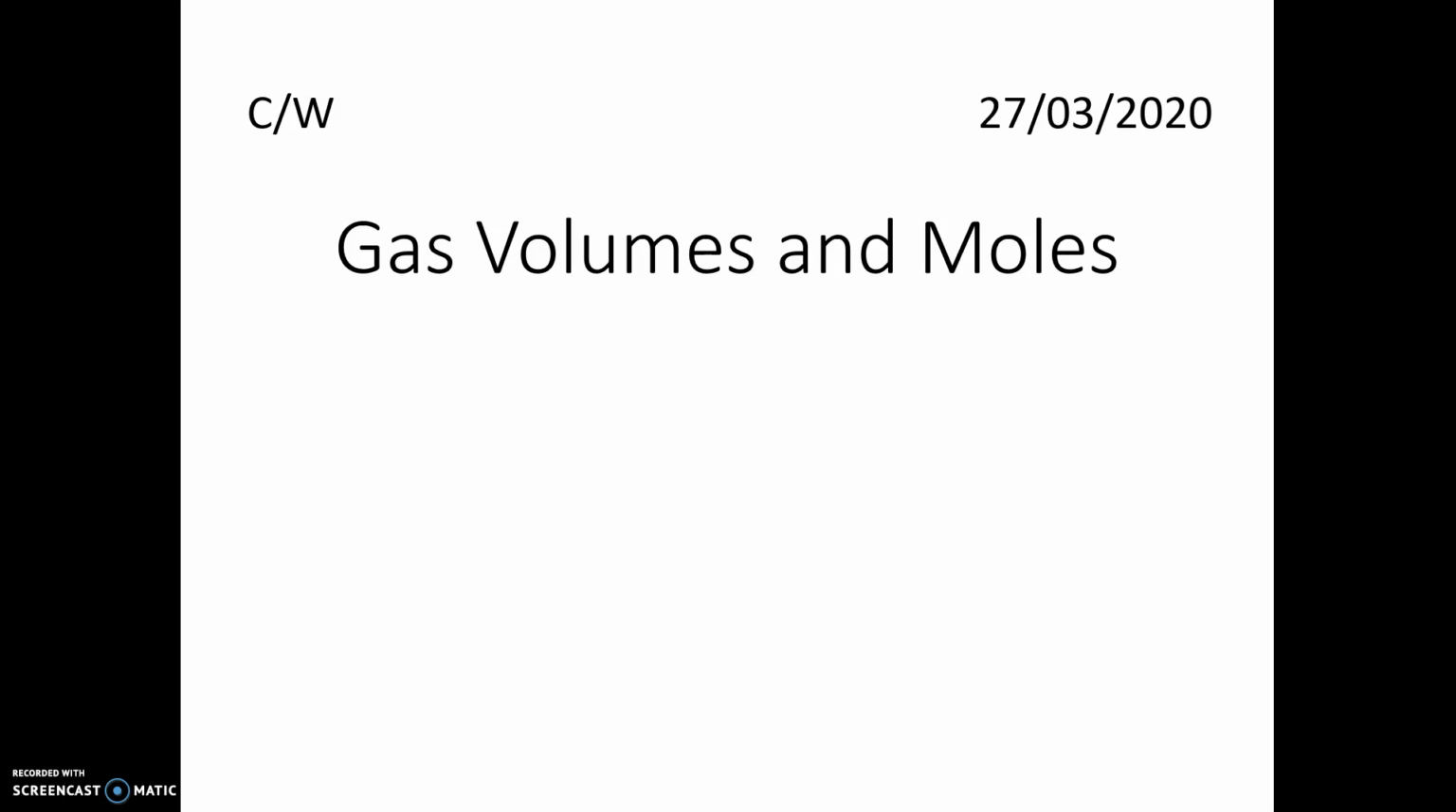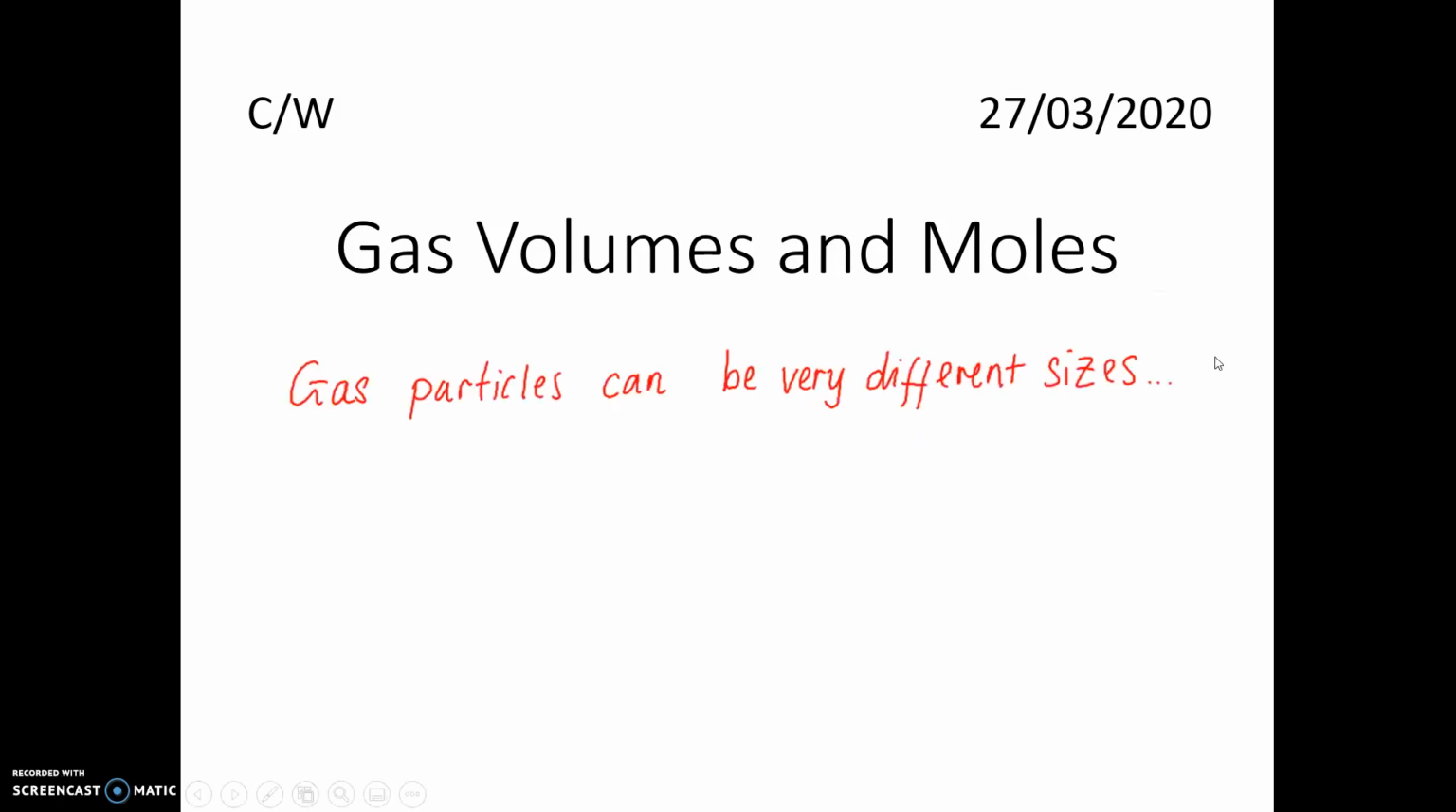Right, in this session, we're going to briefly look over how to do calculations involving gas volumes. Okay, so first of all, let's go through a few principles behind the relationships we'll be looking at later on. First point, gas particles can be very different in size.